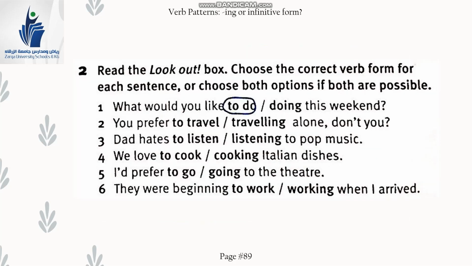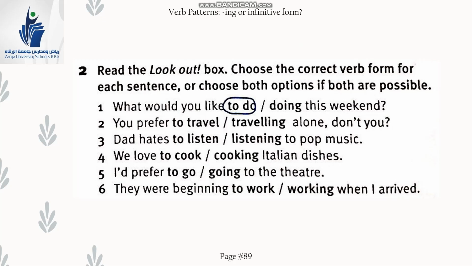This is exercise 2. Read the lookout box, choose the correct verb form for each sentence or choose both options if both are possible. يعني ممكن الاحتمالين يكونوا صحيحات. يعني طلع على الأولى بيحكي لك what would you like to do or doing this weekend. هسا هون المحلولة to do. ليش حاطط to do؟ لأنه في عنا الفعل المساعد would، فمية بالمية بدنا نحط to مع فعل مجرد.